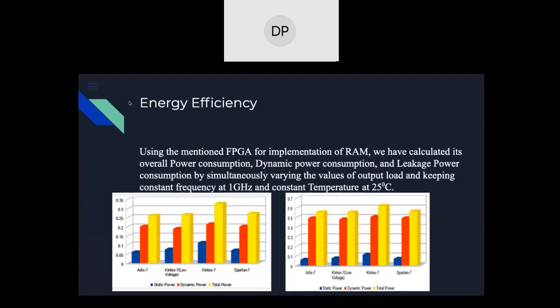Energy efficiency. Using the mentioned FPGAs, for example, for implementation of RAM, we have calculated its overall power consumption, dynamic power consumption, and leakage power consumption by simultaneously varying the values of output load, and keeping constant frequency at 1 gigahertz and constant temperature at 25 degrees Celsius.